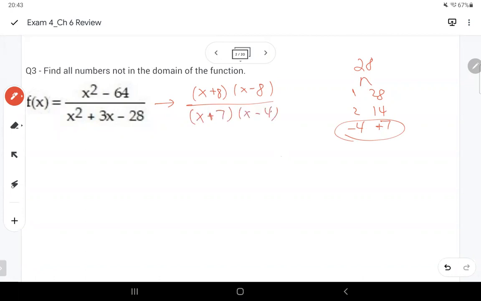Now, what you can see here is that the binomials don't cancel, but that's fine. You just need to find the numbers that are not in the domain. So you're still going to put them equal to 0. You just don't have to finish out with the full domain statement.